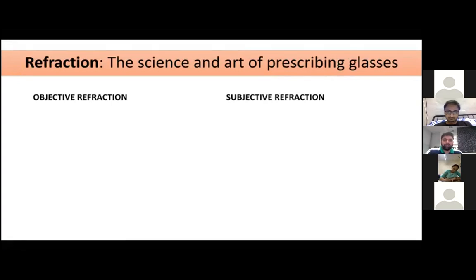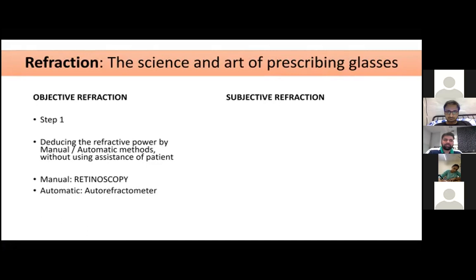And what are each of these? Objective refraction is step one of the refraction, where we use manual or automatic methods to deduce the refractive power of the patient's eye without using the assistance of the patient. The manual method of doing objective refraction, as we all know, is called retinoscopy. And the automatic method of doing the same is the autorefractometer.